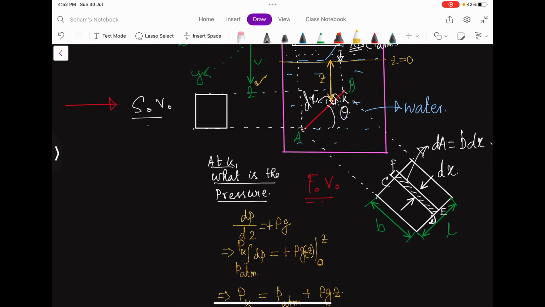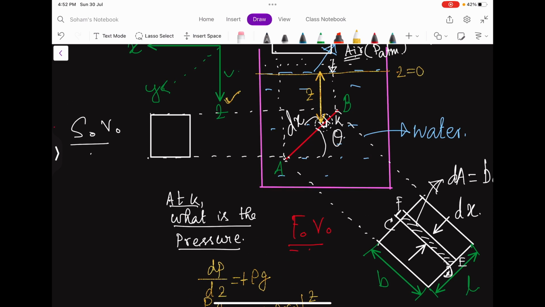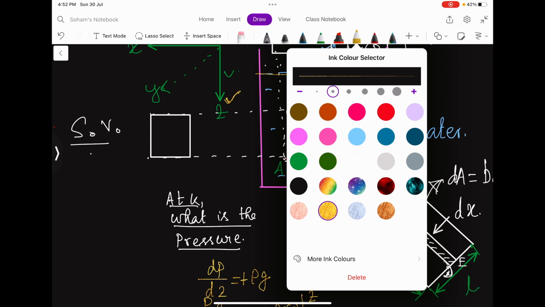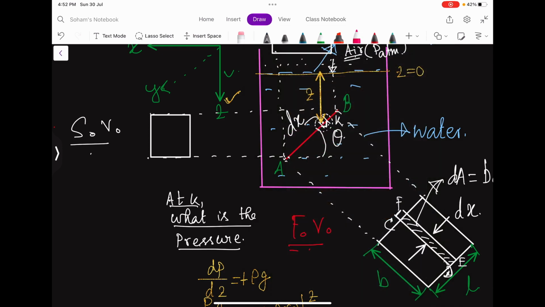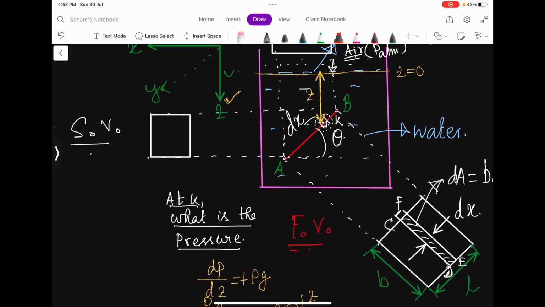Now I have found out this pressure, and I have always told that the direction of pressure at any point on a surface is perpendicular to the surface, and it is compressive in nature. So this is a d of pressure force Fp, that is acting at this point.